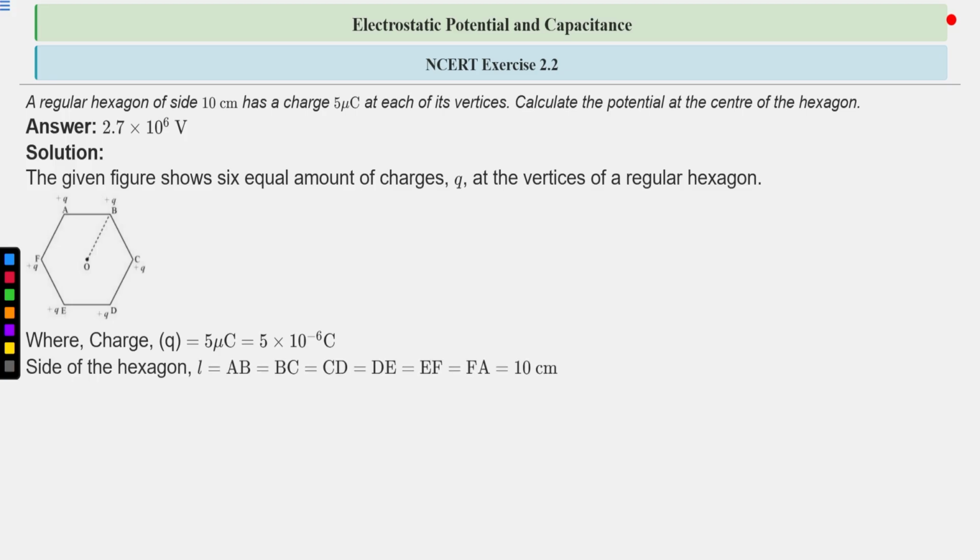Side of the hexagon L equal to AB equal to BC equal to CD equal to DE equal to EF equal to FA equal to 10 centimeter. So all the sides of the hexagon are equal because it is a regular hexagon. It is given in the question. The distance of each vertex from the center O is also 10 centimeter because it is a regular hexagon, and the angle subtended by one side at the center of the hexagon is 60 degree. So it is an equilateral triangle.